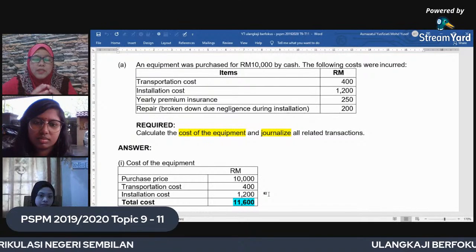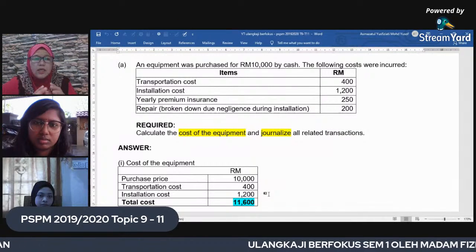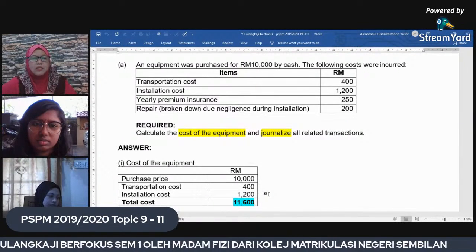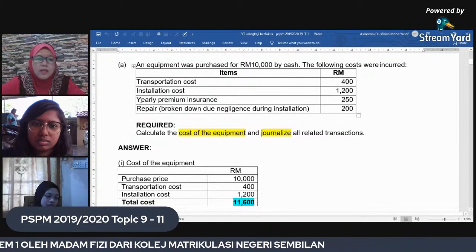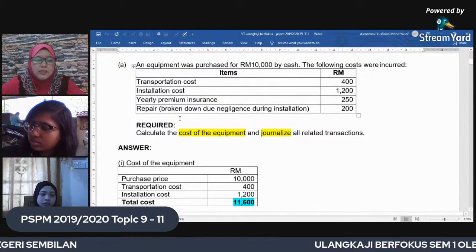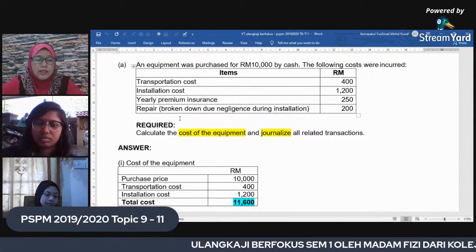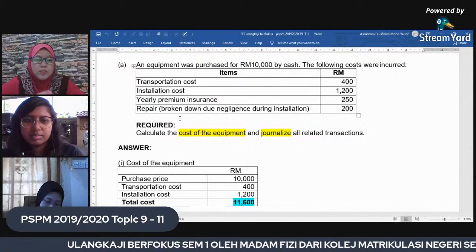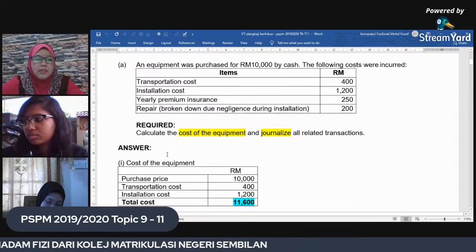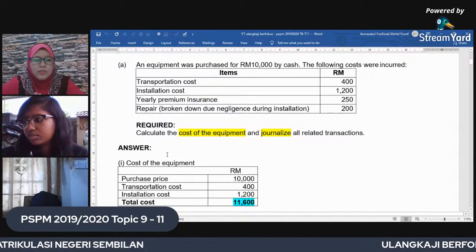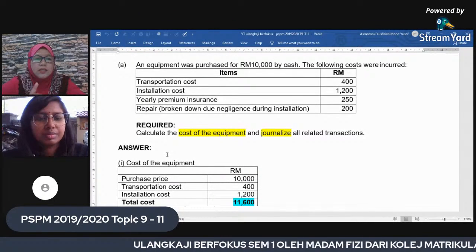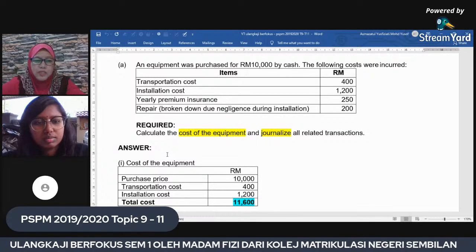So why does premium not include in the cost of equipment? And why did repair also not include in the cost of equipment? Kenapa? Because premium, kalau kita beli kenderaan, normally it has insurance, right? For the first insurance is, of course, we include in the cost of the vehicle. But for equipment, in fact, sama ada the equipment have premium or not, the equipment still can be used. Okay, that's why insurance is considered as expenses.